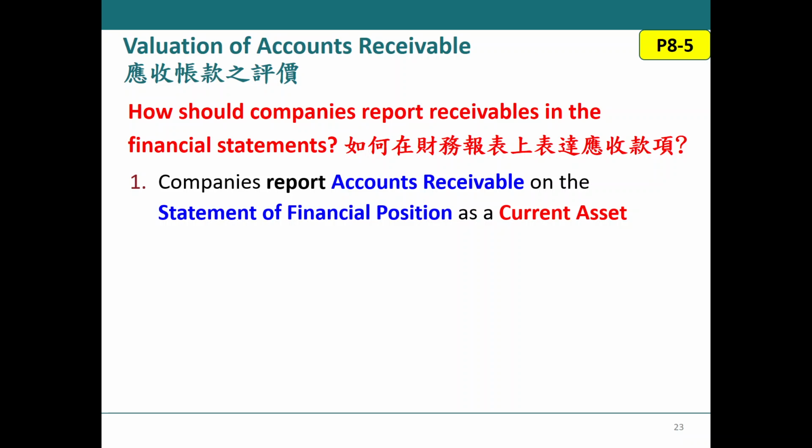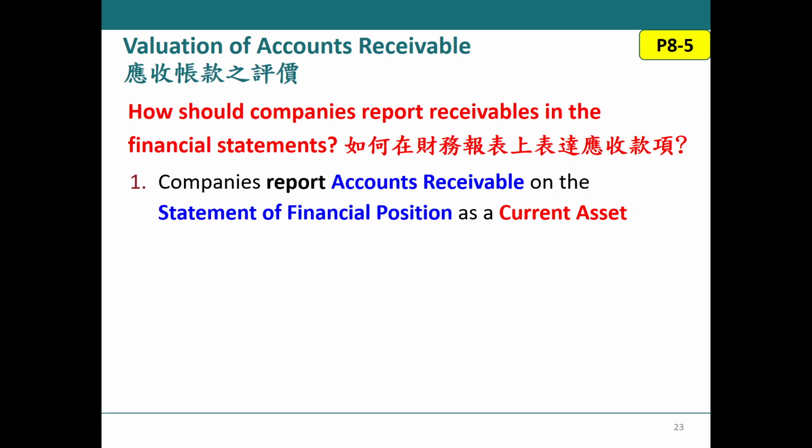Oral promise, we could only accept the customer paying the money back within the short term, one or two months, right? So we put it under current assets, this part, okay? So since you understand, we put it on the statement of financial position, 资产负债表, in the current asset section.